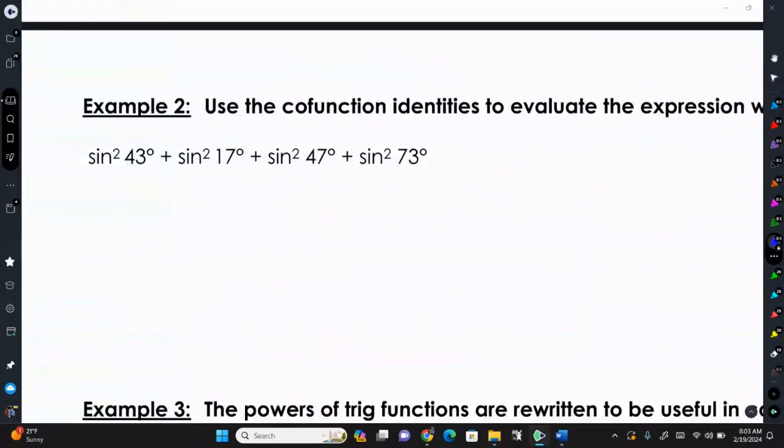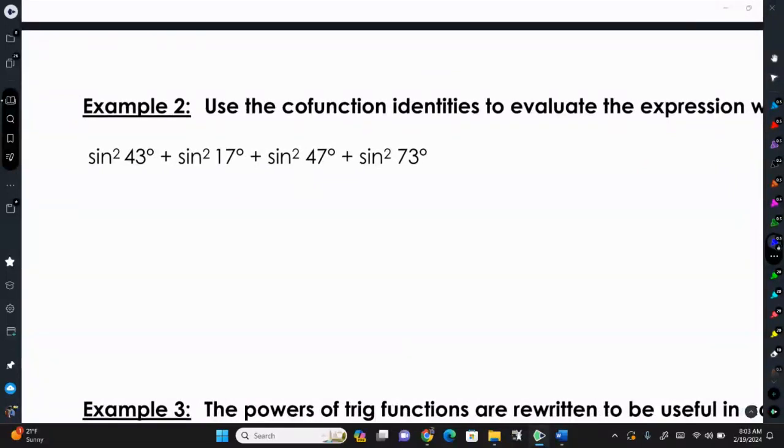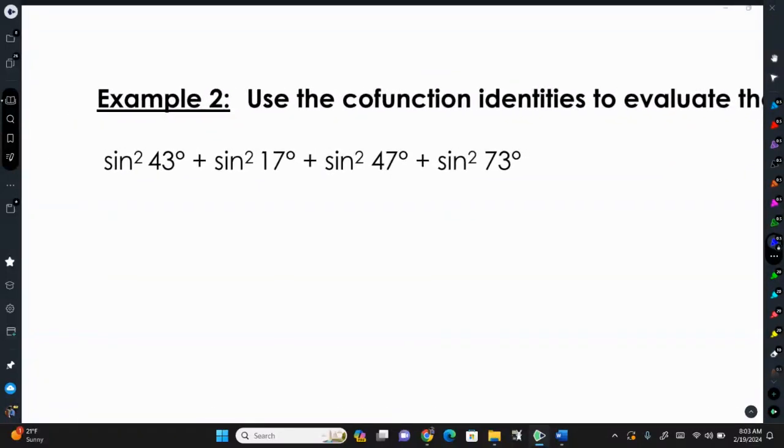Right, on the next page, it says use the cofunction identities to evaluate the expression without a calculator. So we're looking at this, and it's a bunch of sine squareds, but we also know that the cofunction identities say like the sine of 73 degrees is equal to the cosine of 17 degrees, because those two angles add up to 90 degrees. 73 plus 17 equals 90. So we're going to use that for this problem.